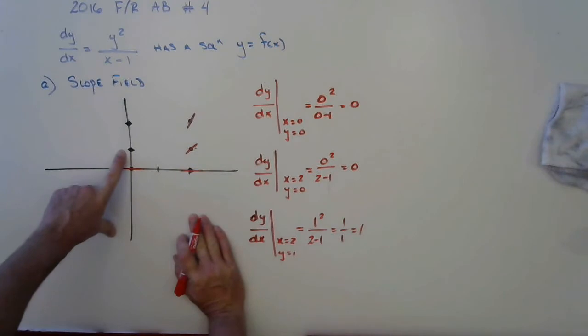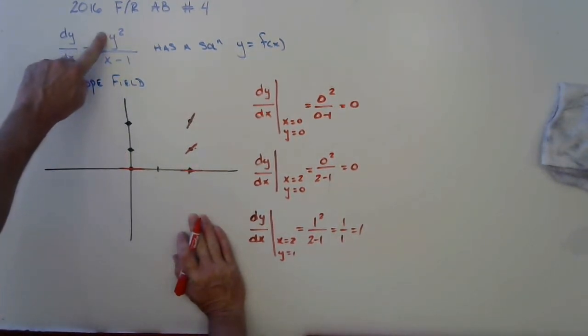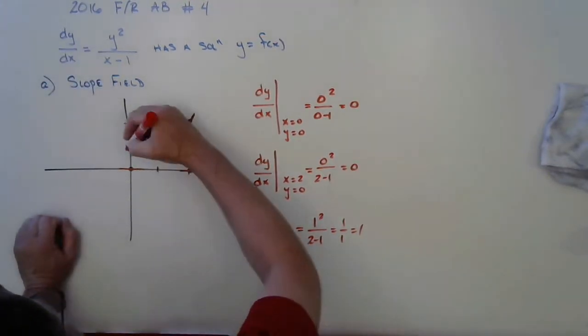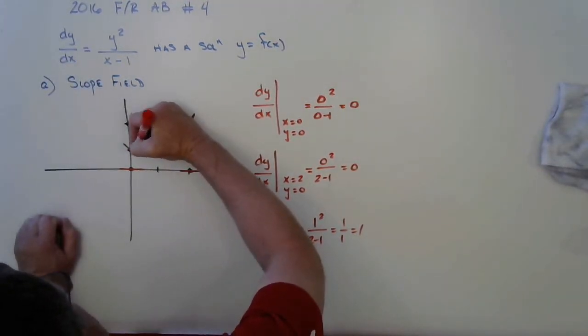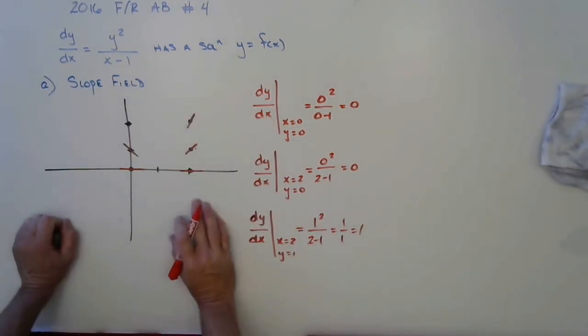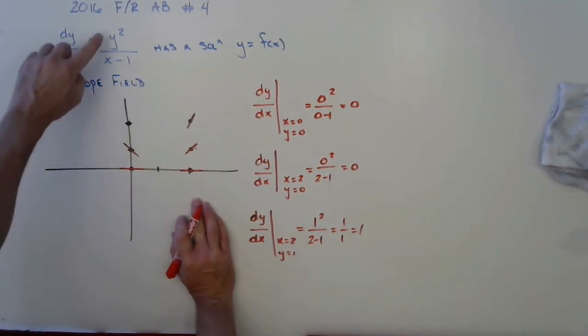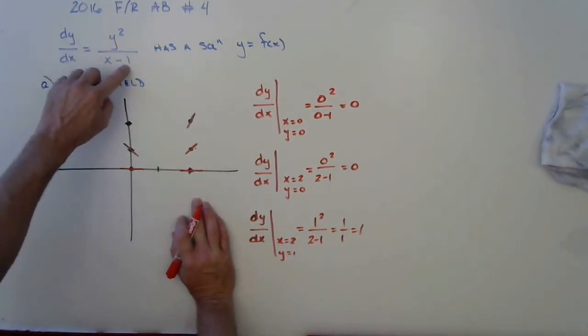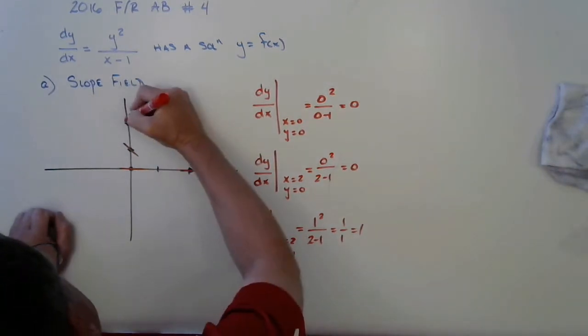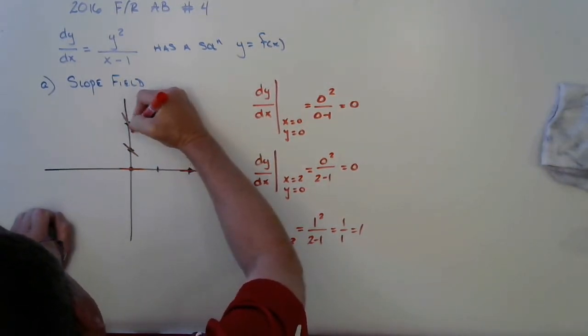What about this one? X is 0, y is 1, right? So y is 1, that's 1 squared is 1. X is 0, we get 1 divided by negative 1. That's going to be a slope of negative 1, so it's going to look like this. Here, x is 0, y is 2. 2 squared is 4. 0 minus 1 is negative 1, so here we get negative 4. And this is the answer.